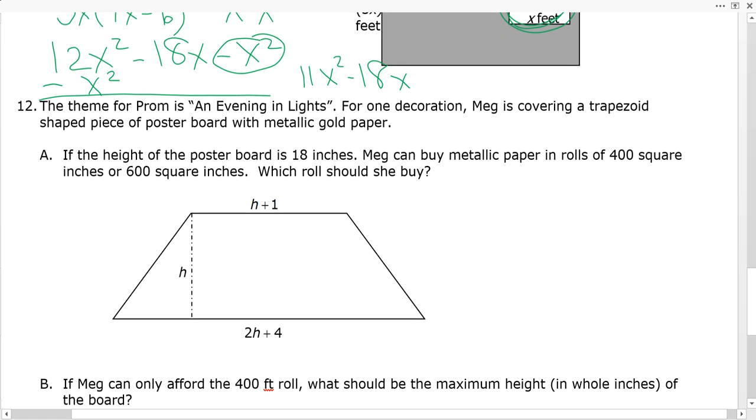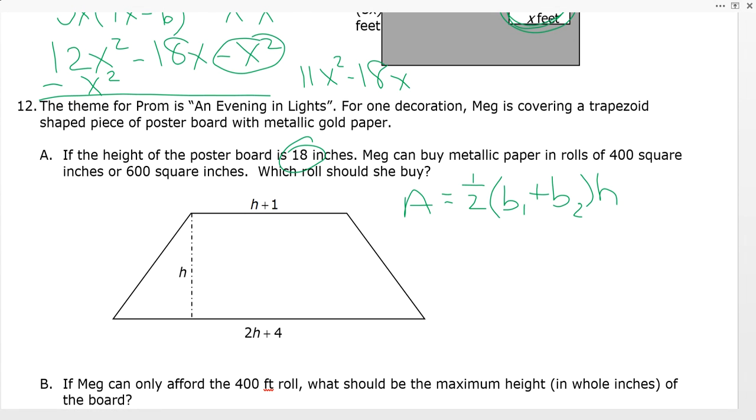All right. So we're doing the area of a trapezoid, which is 1/2 b1 plus b2 times h. So I'm going to go ahead and, even though we know the inches, solve this, get it as simplified as I can, and then put my 18 in, which would make it easier for me, especially since I know what comes next.